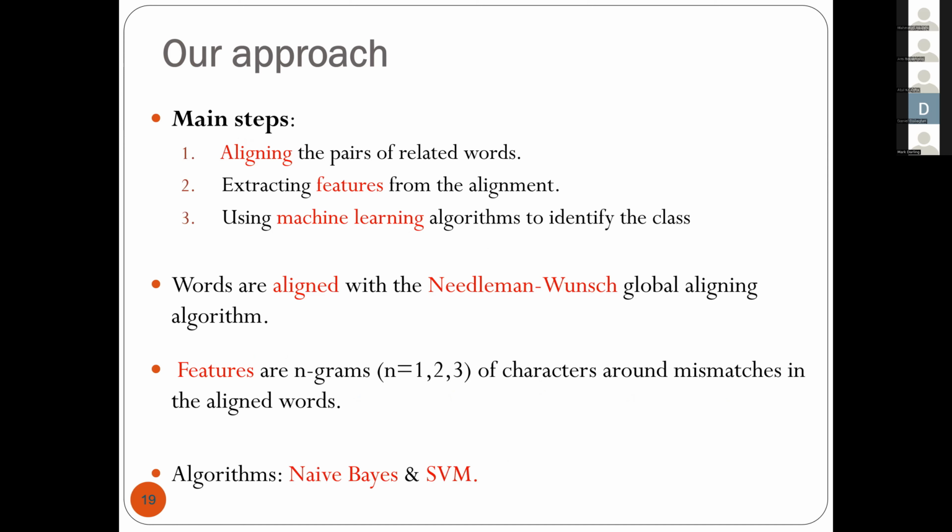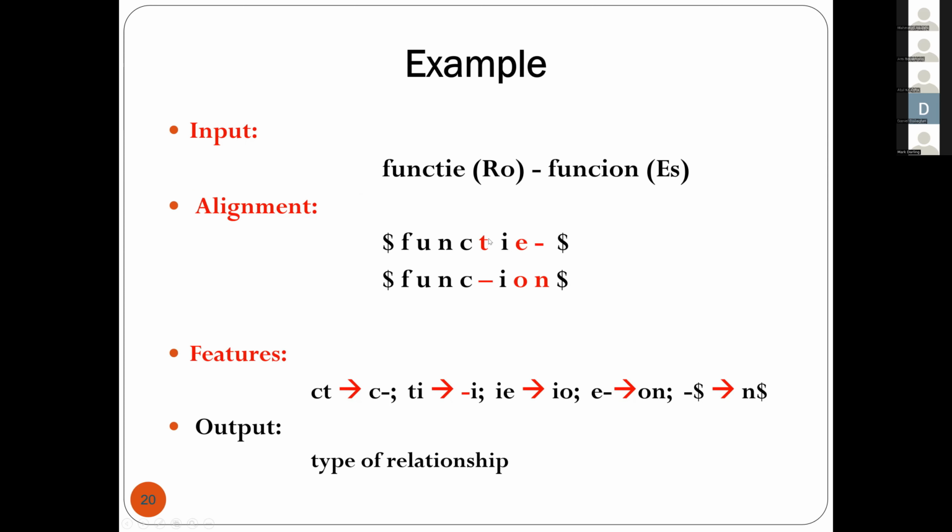The second step was to extract the features from the alignment. The best solution was to extract n-grams, of 1, 2, or 3 characters around mismatches in the aligned words. The mismatches in the aligned words are here T, where we have a deletion. Here we have a mismatch E and O, and an insertion here, and we take into consideration all this type of misalignment.